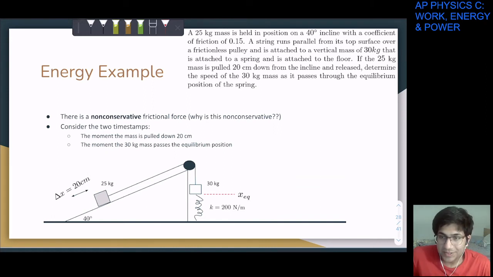Yeah, so there is a non-conservative frictional force. And just to summarize, there are two timestamps. The first timestamp is the moment the mass is pulled down the 20 centimeters. So we pull it down over here. That's our first snapshot that we can take. The second one is the moment when the other mass passes this equilibrium position. Then we can take our next snapshot. So we have point A, we have point B.